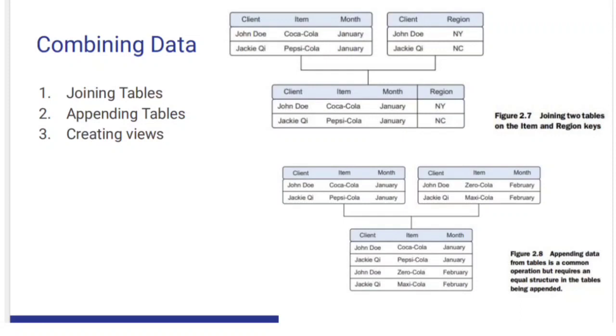So what is meant by joining the table? We are going to enrich an observation from one table with the information from another table. So we are going to combine the information of two tables.